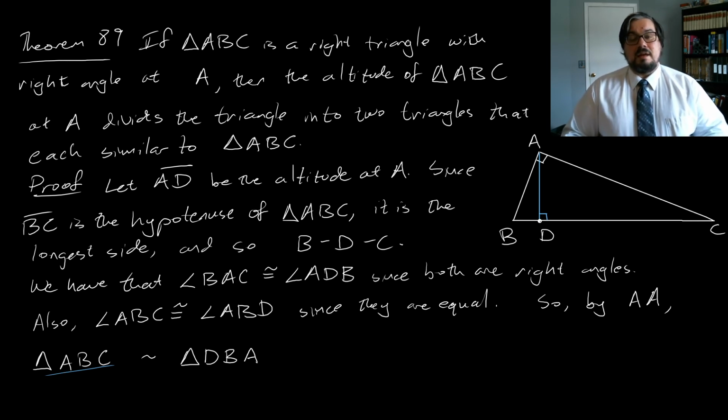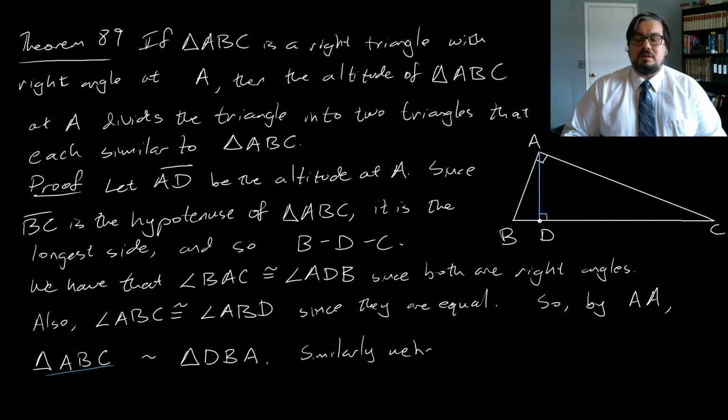Now, actually keeping track of these things is not too difficult in practice, because you will have a right angle, and the right angles always correspond to each other, of course, and then one of the angles is shared between the smaller triangle and the large right triangle. So keeping track of these things in practice is not too hard.